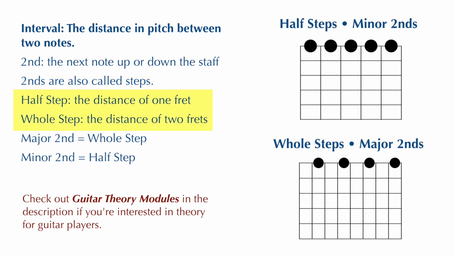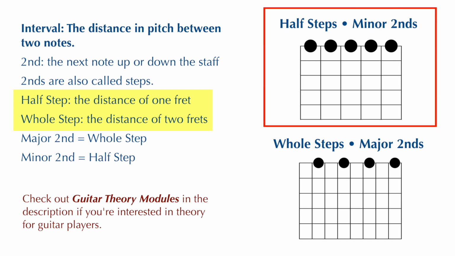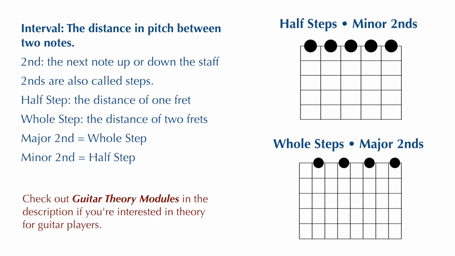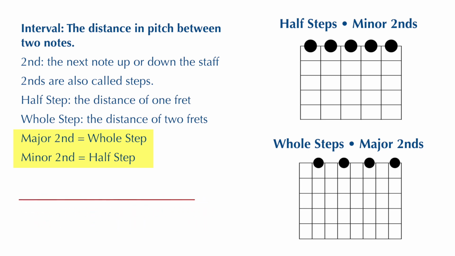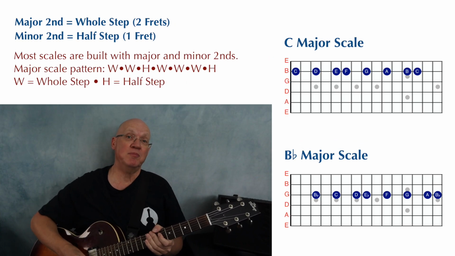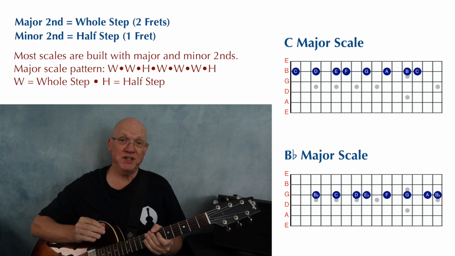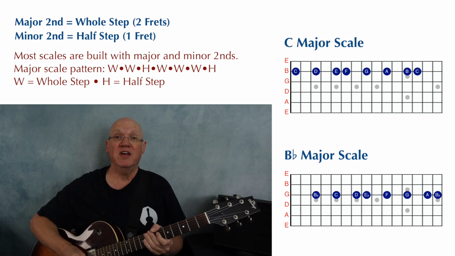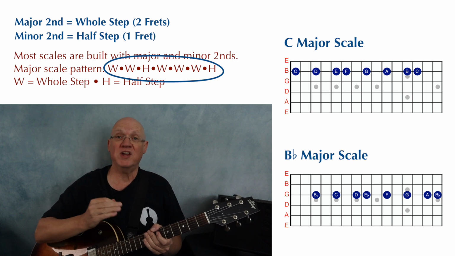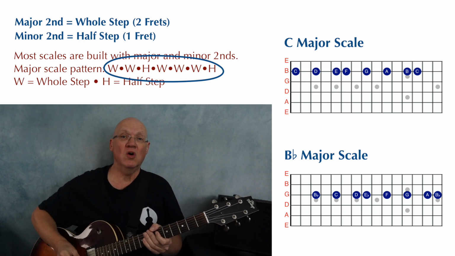These are steps up, and these are steps down. You can further define steps as half steps and whole steps. On the guitar, a half step is the distance of one fret, and a whole step is the distance of two frets. Whole steps and half steps have other names as well. A whole step is a major second, and a half step is a minor second. And most scales are made up of regular patterns of half steps and whole steps. For example, the major scale, every major scale, is made up of the same sequence of whole steps and half steps. That's going to be whole step, half step, whole, whole, whole, half.